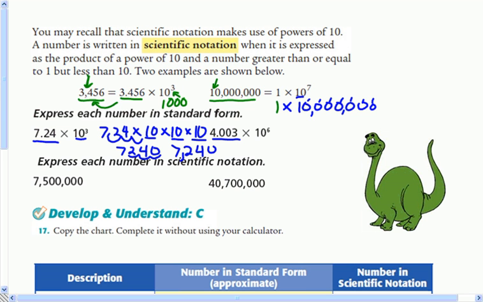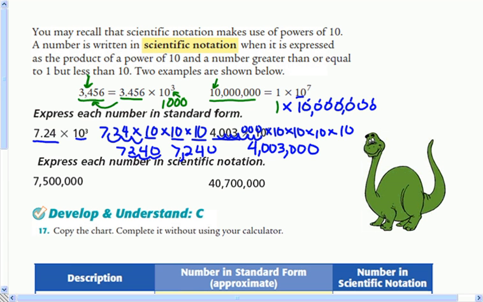Okay, 4.003 times 10 to the 6th. Well, that 6th power just means multiplying by 10 6 times. And every time we multiply by 10, the decimal moves one place to the right. So we're going to have to add 3 zeros to get the number. So we have 4,003,000 is our number.